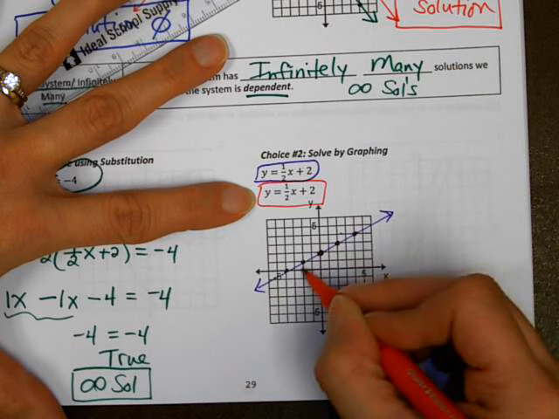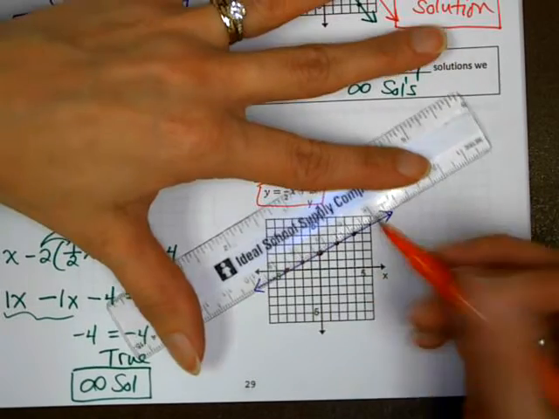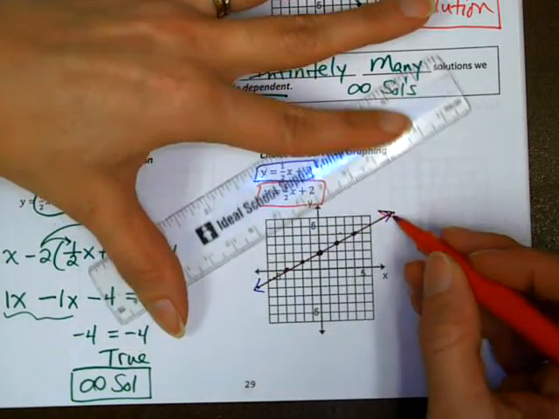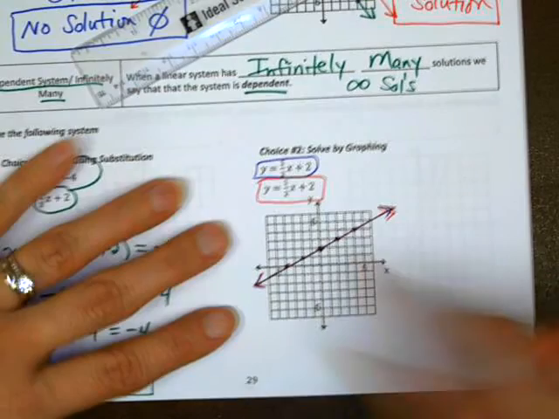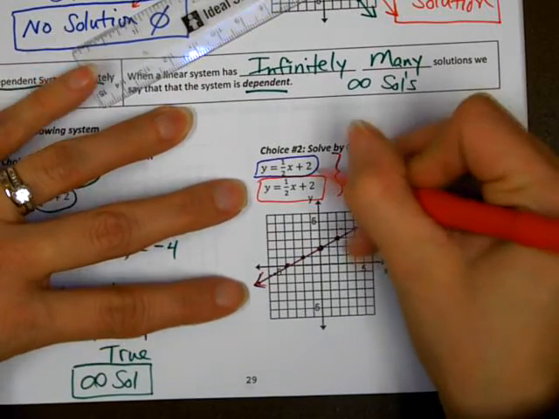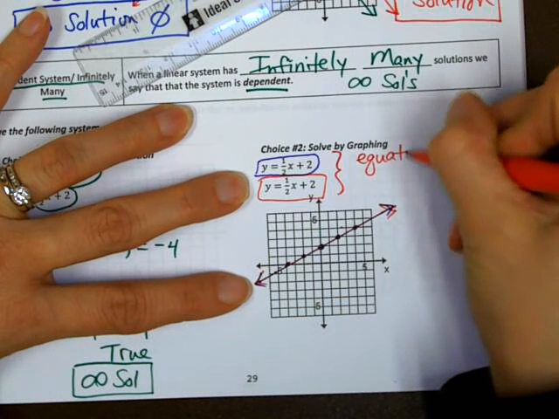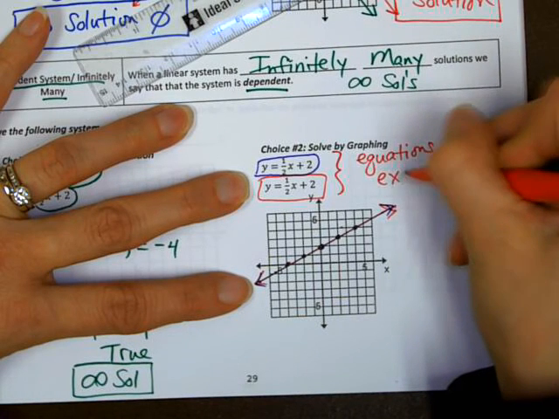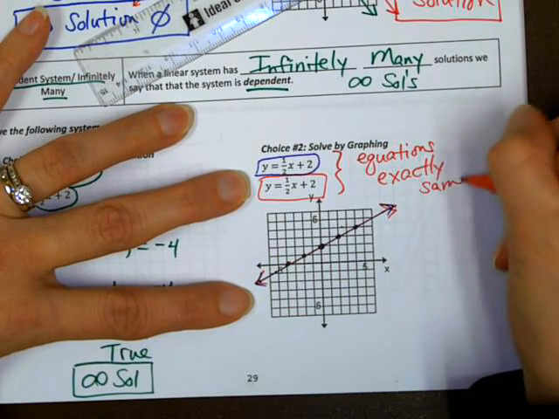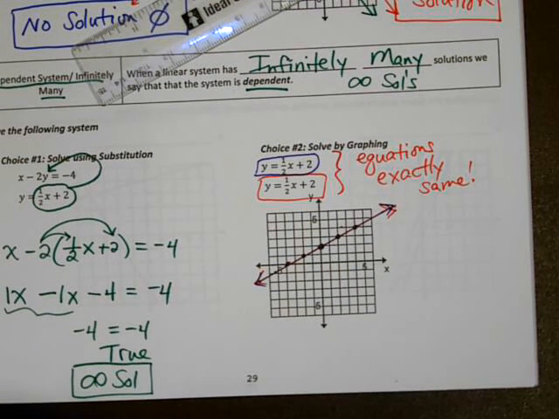Down 1, left 2. Where should I draw this line? I guess I'll draw the red line right on top of the purple line. That's weird. It's right on top? The reason it's on top is these two equations are exactly the same. So of course the graph is the same.